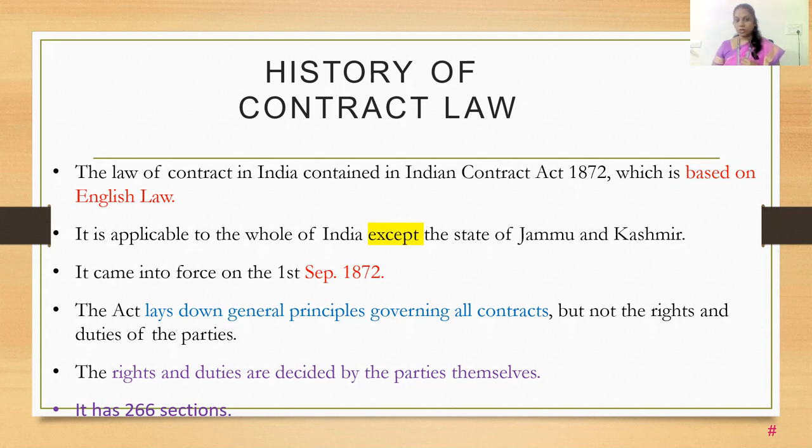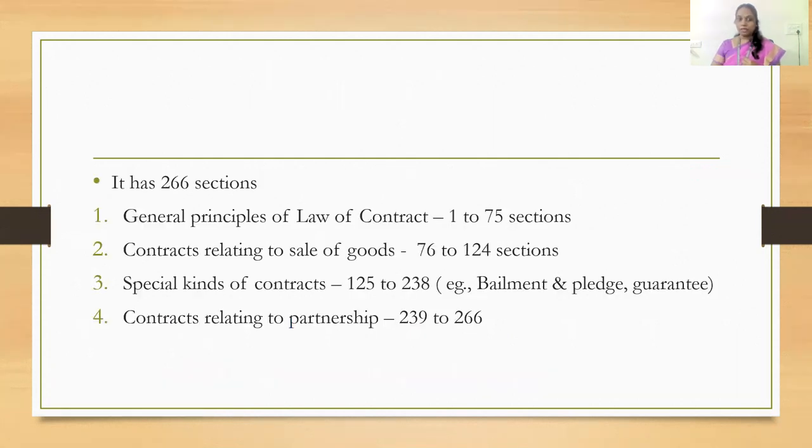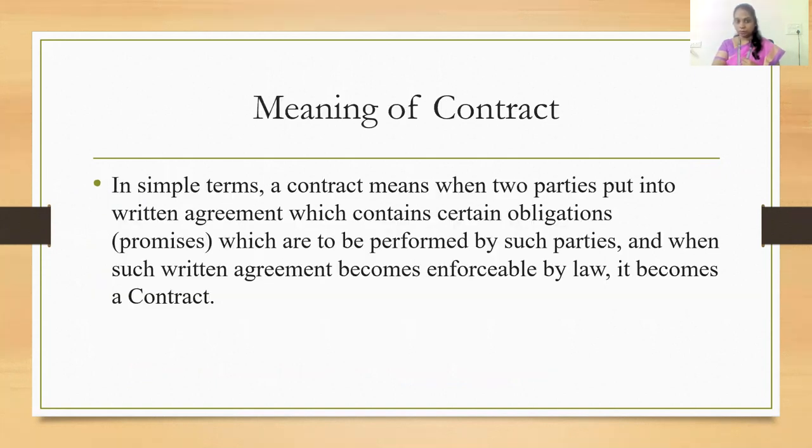Now, this contract law lays down certain principles governing all the contracts, but it does not give the rights and duties to the parties. It just lays down the principles and tells what needs to be followed by the parties in the contract. And it has 266 sections. It is a general principle of law. It has law relating to sale of goods, special kinds of contracts, and also contracts in connection to partnership.